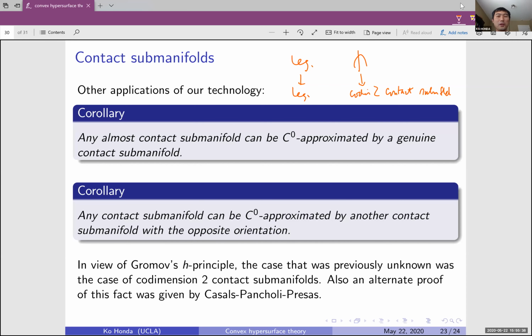In dimension 3, these things are well understood, but in higher dimensions, Legendrians are maybe somewhat well understood. There are invariants and so on. This one's maybe still wide open as to what you can do. Okay, and so let me just read this. In view of Gromov's h-principle, the case that was previously unknown was the case of codimension 2 contact submanifolds. And an alternate proof of this fact was given by Casals, Pancholi, Presas.